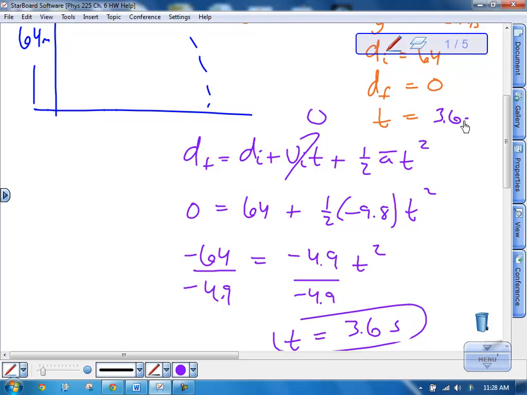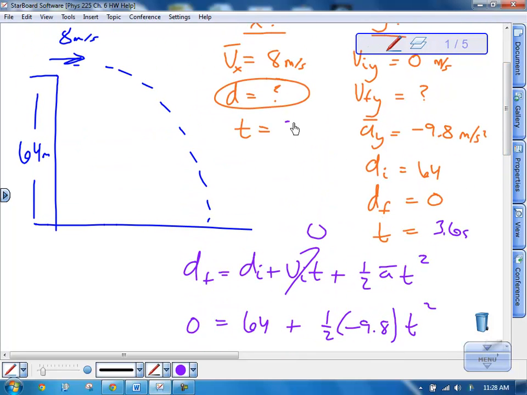Now that can be written in the x information as well, because the time is the same for both of them. So now we can find the distance once again, because velocity is distance over time. We have the velocity is 8, we have the time is now 3.6, so just multiply both sides by 3.6, and that gives you a distance of 28.9 meters. So this would be 28.9 meters is your answer.